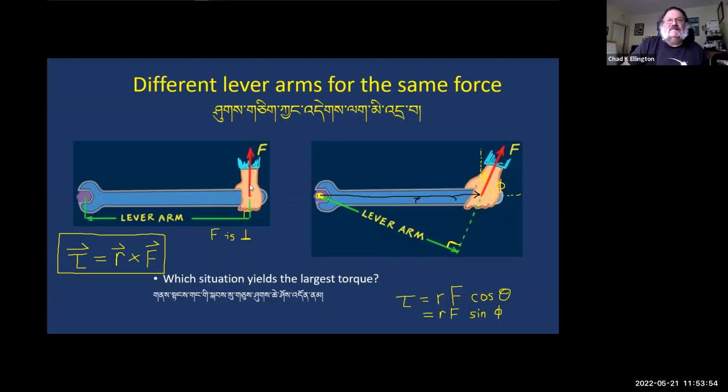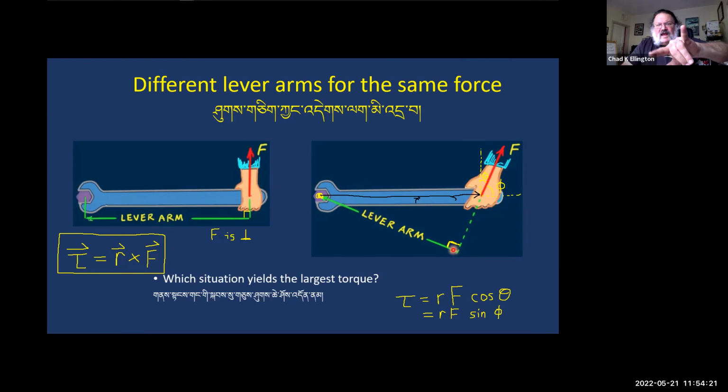Okay, so what we have going on here, for the same force applied at those distances, then it boils down to which one has the larger lever arm. If it's just RF and we ignore the angles and all that, then this lever arm here is the full length of the wrench. But on this side, the lever arm is this length.